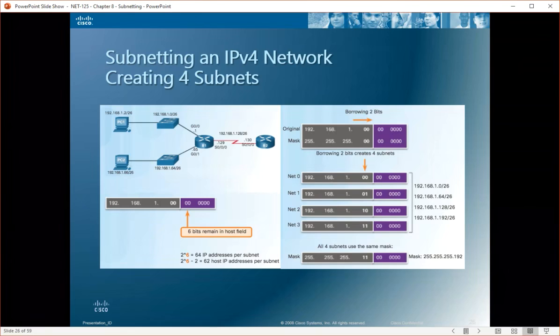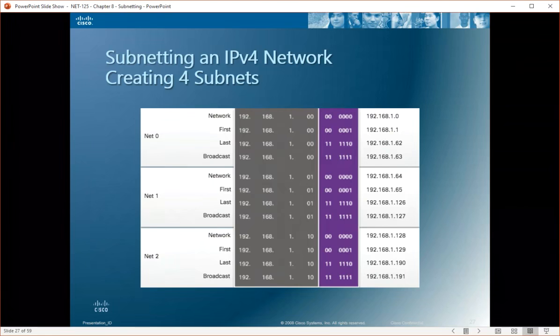And they can all use the same mask, 255.255.255.192, which is 128 plus 64. So when you're calculating how those masks are going to read, just remember you're going to add those 1 values together that have been borrowed.